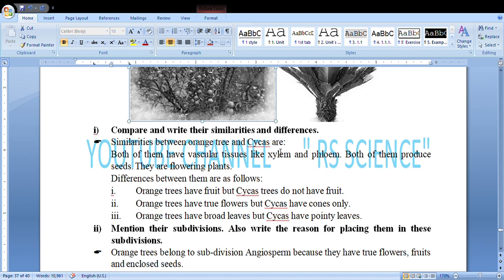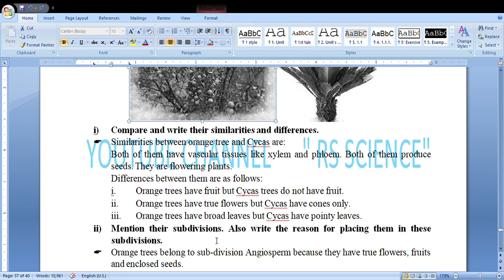Similarities between orange tree and cycas: both of them have vascular tissues like xylem and phloem. Both of them produce seeds. Differences: orange tree has fruit, but cycas does not have fruits. Orange tree has true flowers, but cycas has cones only. Orange has broad leaves. Cycas has pointed leaves.